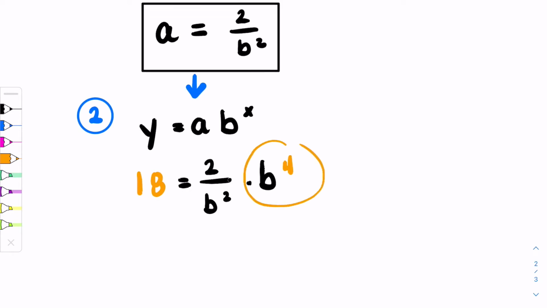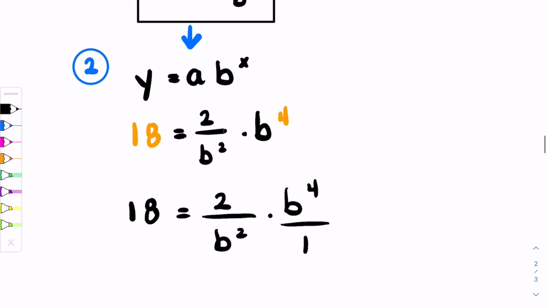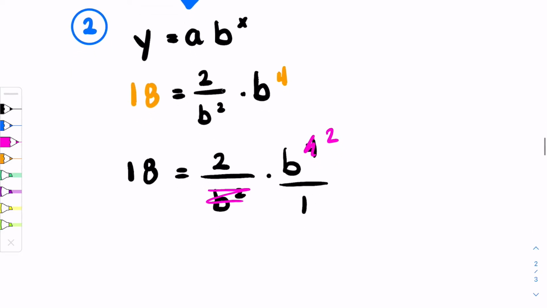This part here, we don't typically write it as a fraction, however, it is a fraction. 18 is equal to 2 over b squared times b to the 4th over 1. We can eliminate common terms. We can get rid of two values of b in the denominator. We can get rid of two values of b in the numerator, but that leaves us with b squared in the numerator. I have 18 is equal to 2 times b squared.